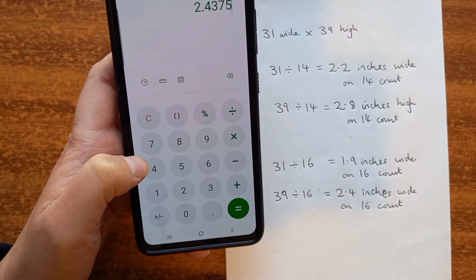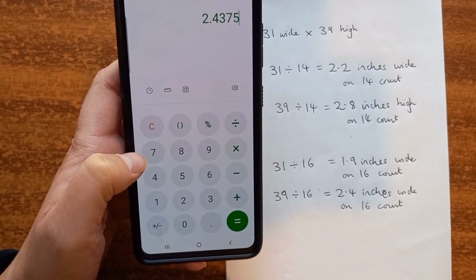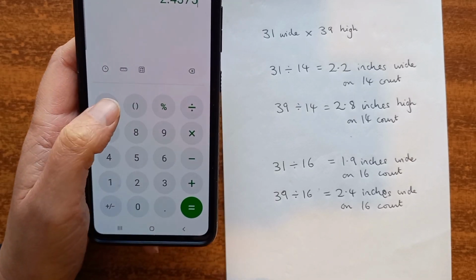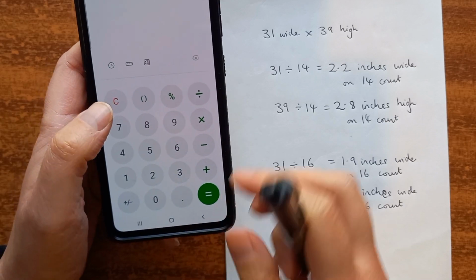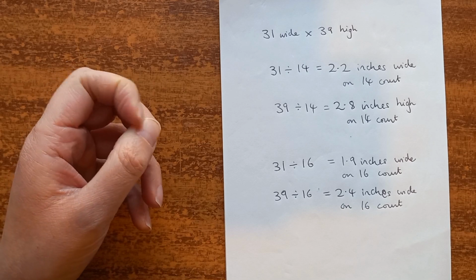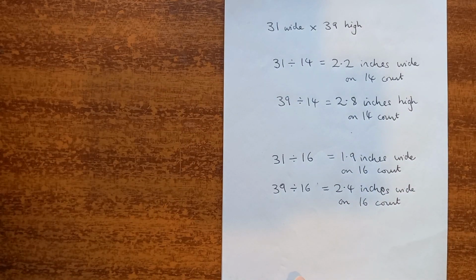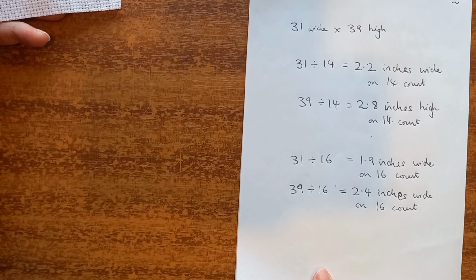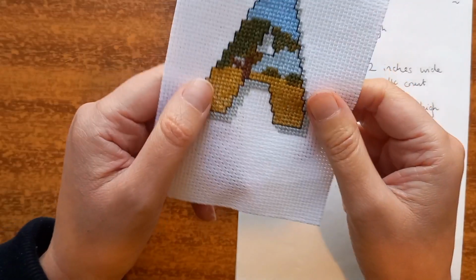If you were using 18 count or 11 count, you would simply do exactly the same. And that is how easy it is to work out the size of your pattern from the count of the fabric. And as we saw, you can work out the count of the fabric directly from the fabric itself. So you don't need extra information. You can calculate it all yourself.